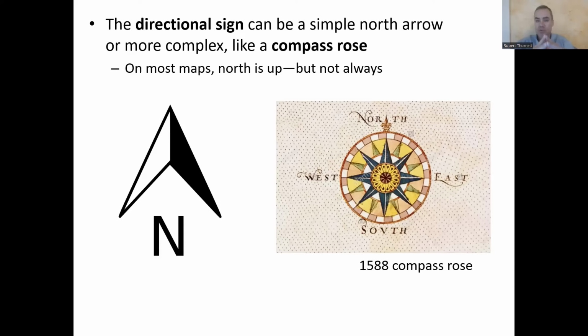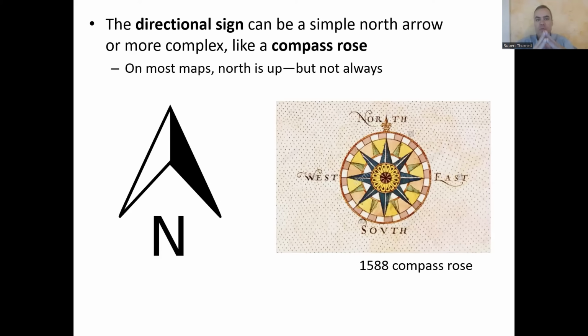Or it could be a compass rose, which is more complex. It has north, south, east, and west, along with the in-betweens, the cardinal directions and the ordinal directions. So they have northeast as well, southeast, southwest, northwest, and even in between those. That's called a compass rose. So it looks like a flower blooming.